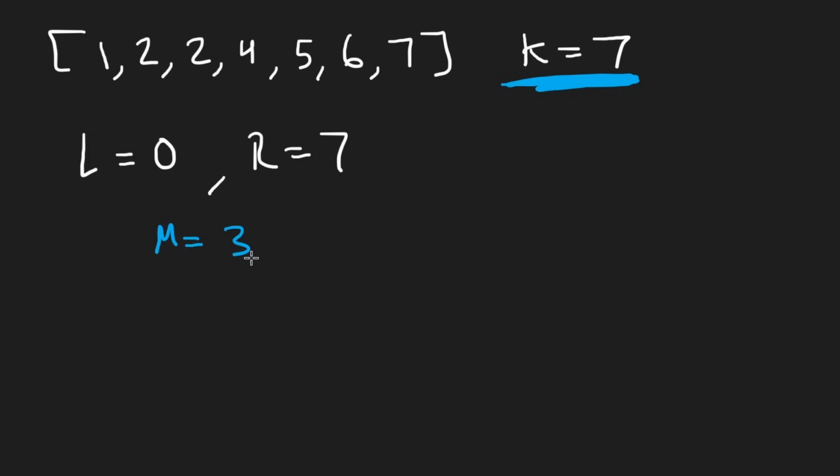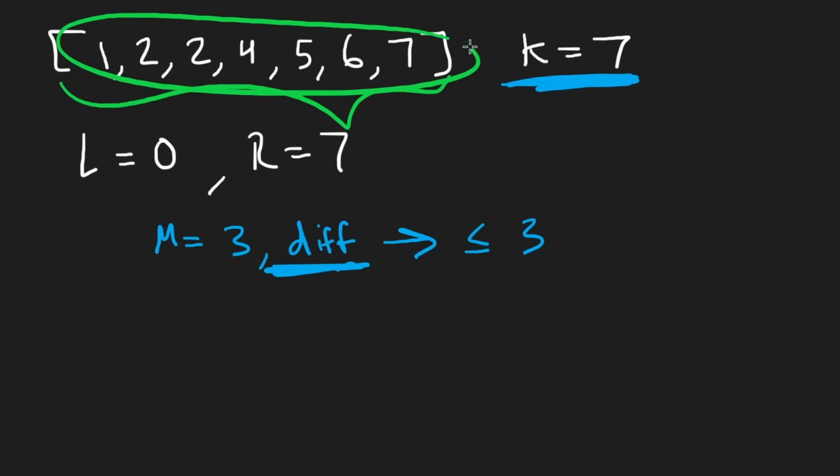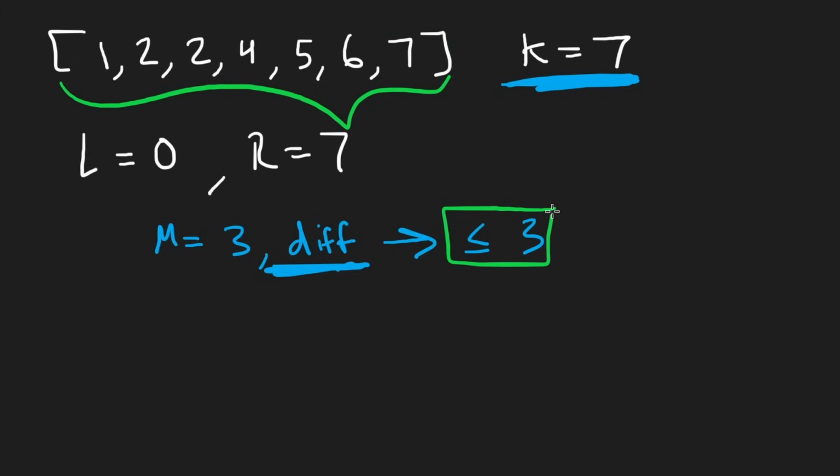So I think it's going to be 3 in this case. So that's the distance, the difference that we're trying. We want to know how many pairs have a difference that is less than or equal to 3. Let's count that. Now you tell me, given a sorted array of the input values, how could you count the ones that have a difference less than or equal to 3?